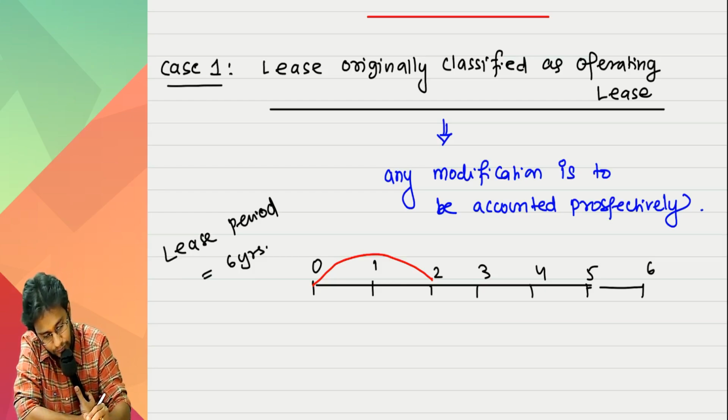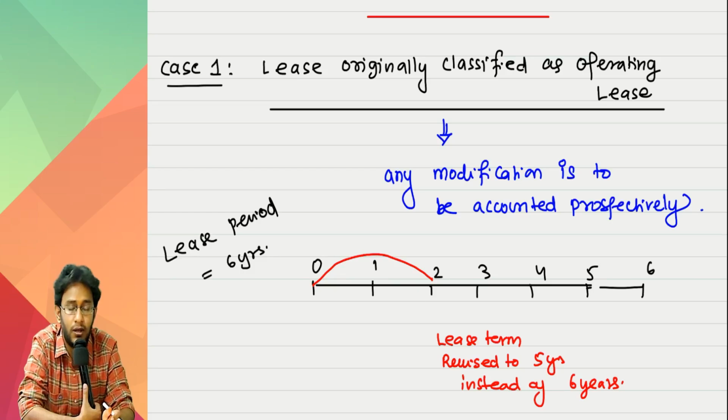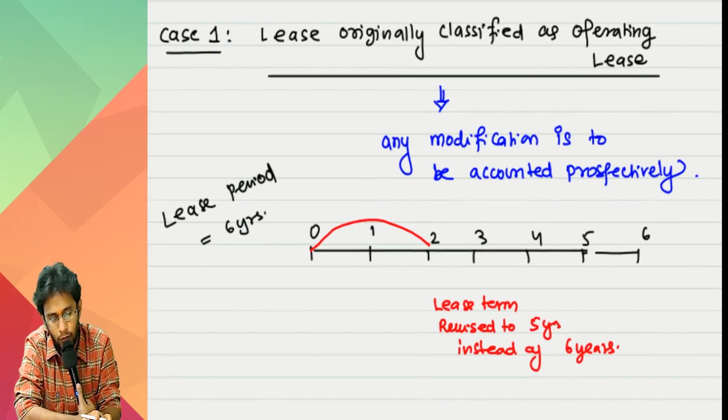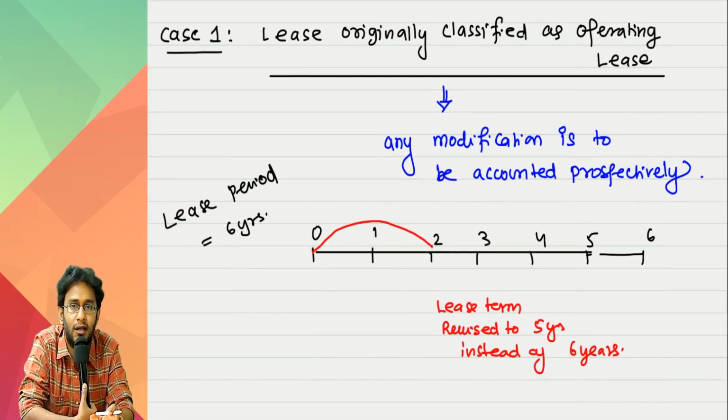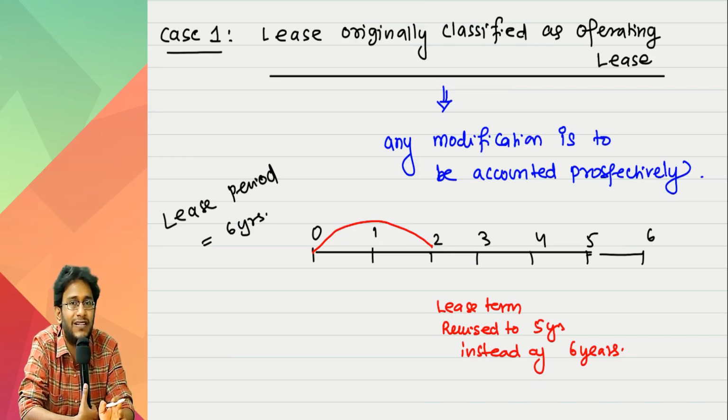So here, lease term revised to 5 years instead of 6 years. Sir, what should I do? Nothing. If you are already standing here at the end of second year, whatever lease rents are there for years 3, 4, 5, club it off, divide by 3, a straight line number will come, recognize it as income over the period of 3, 4 and 5. 2 years accounting already over, no, 3, 4, 5, 6 is pending.